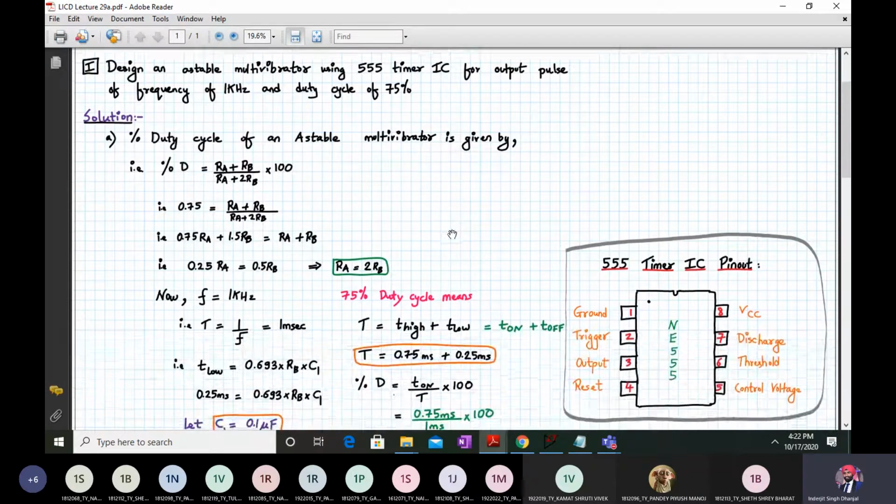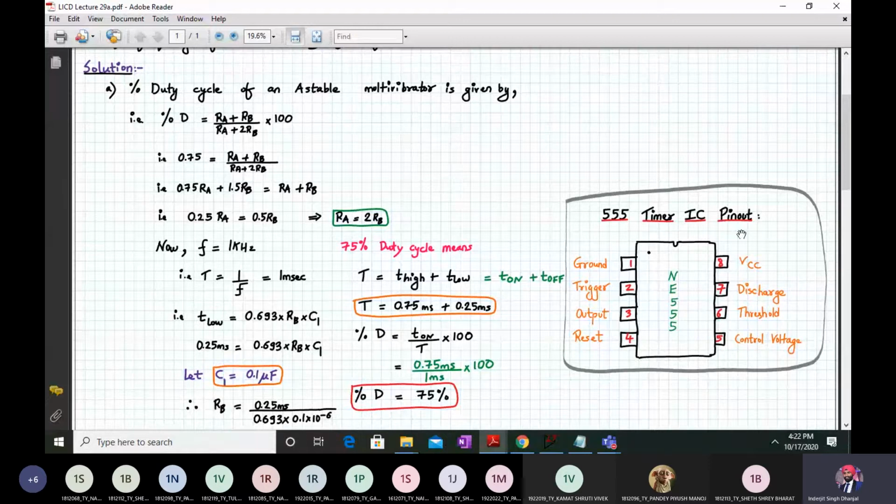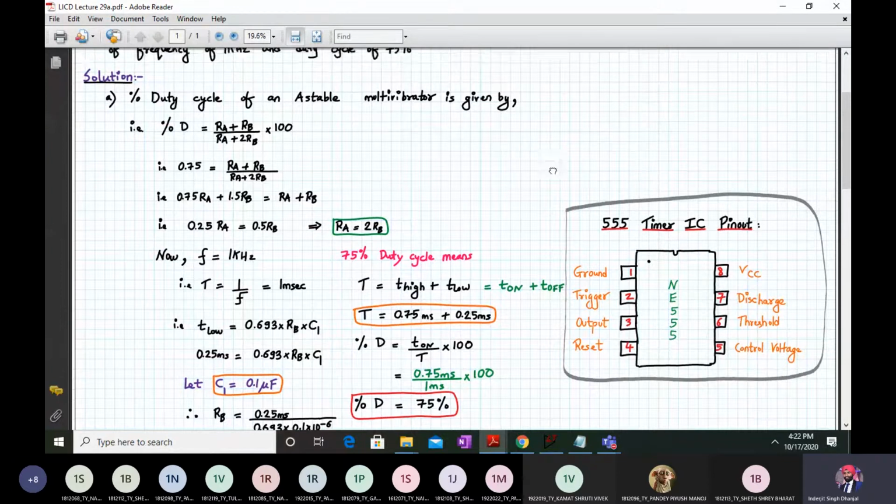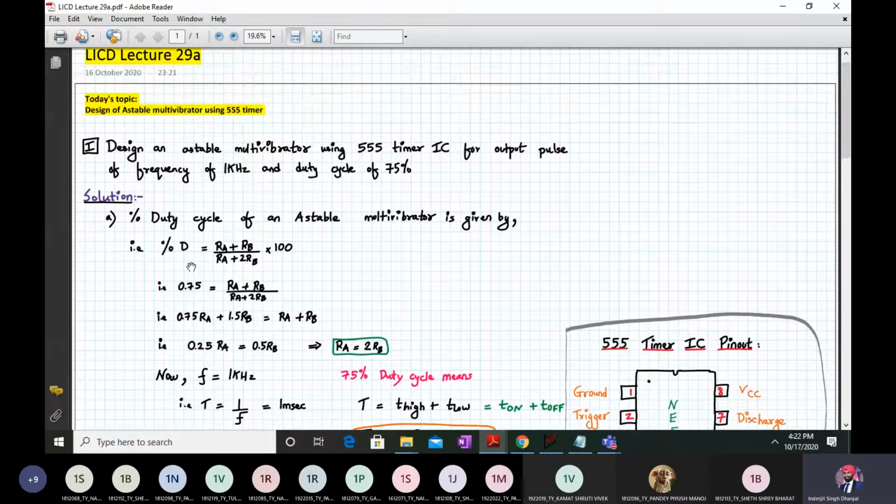So this was the pinout of the 555 timer IC, correct? It is an 8 pin IC. Out of that, all the pins are used. None of the pins should be left open. We will not derive it today. Today we will not be completing the derivation for the duty cycle or the time period, but we are using the formula. Let me increase the font size of the PDF.